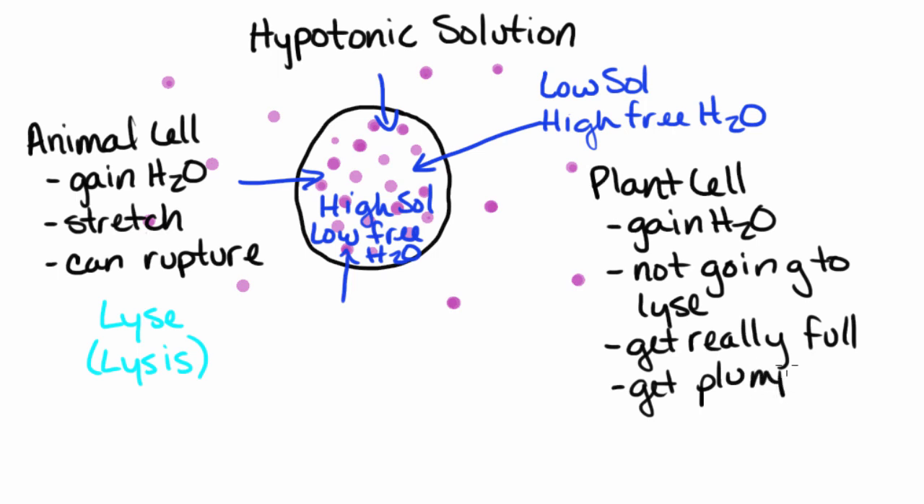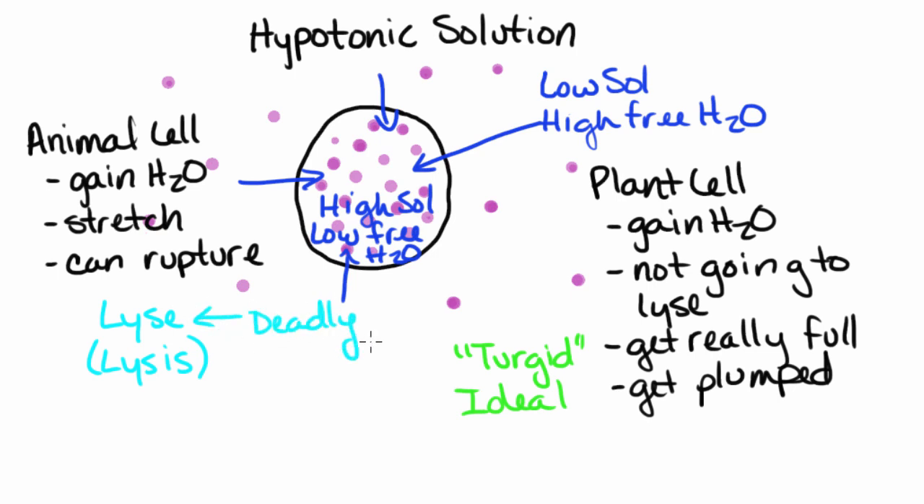And so if I put that here, we do have an official word that refers to this plumping up of the plant cell. The plant cells in this type of environment are going to be called turgid. Turgid refers to them being really filled full of water. And this is actually ideal for a plant cell. They would love to be in a hypotonic solution. So that would be good for them. On the other side, when we're talking about the animal cell, again, if this happens, that is actually deadly. So that's the hypotonic solution.